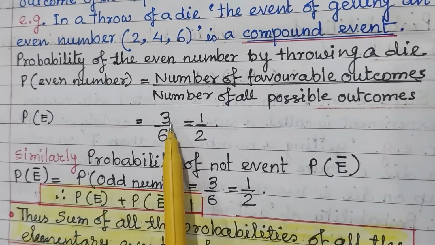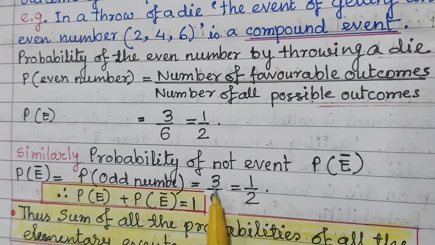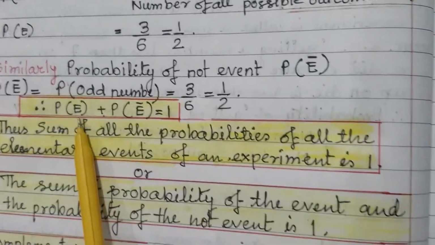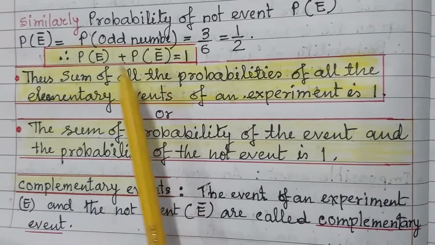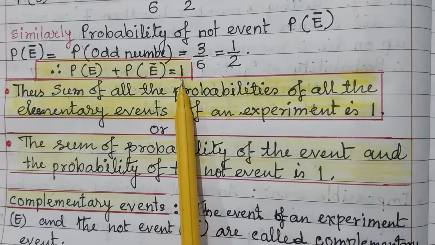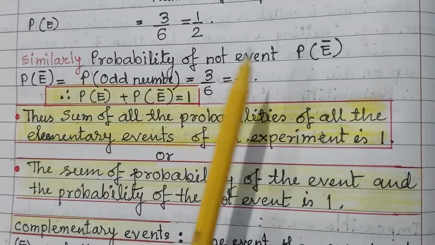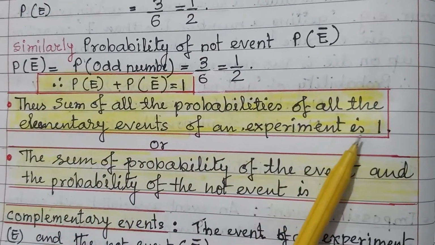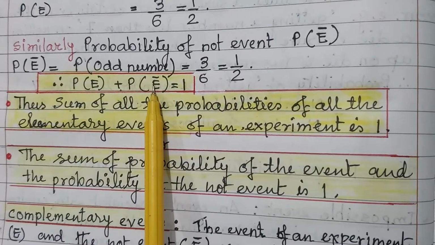The probability of an even number is 1 upon 2. The probability of an odd number is 3 upon 6, which means 1 upon 2. Now the probability of the event and the probability of the not event together sum to 1. That means we have got two conclusions: the probability of all the elementary events together is 1, and the probability of the event and the not event is 1.